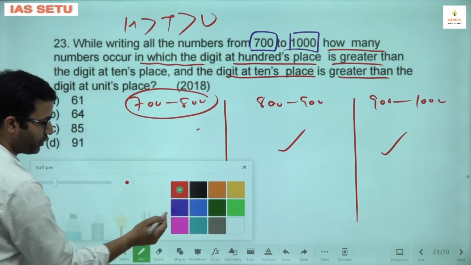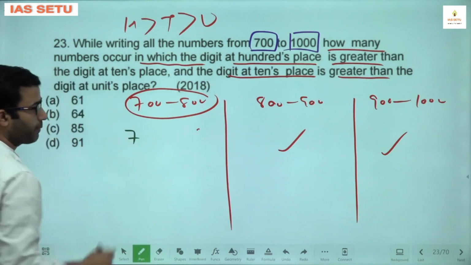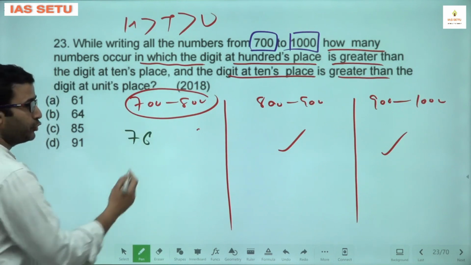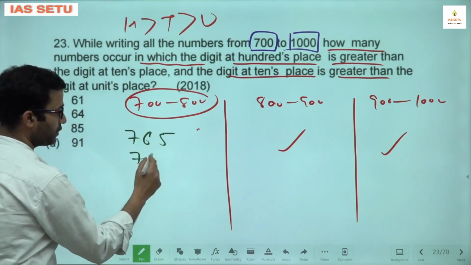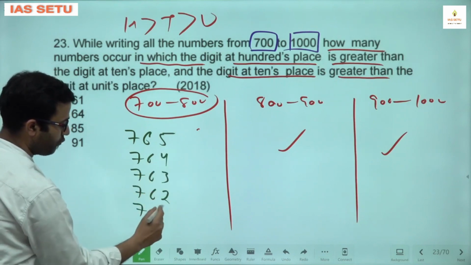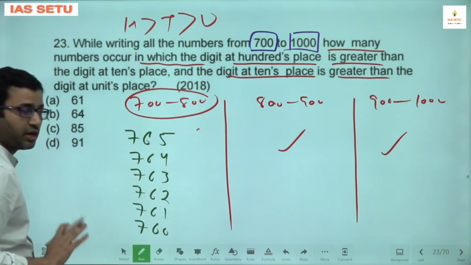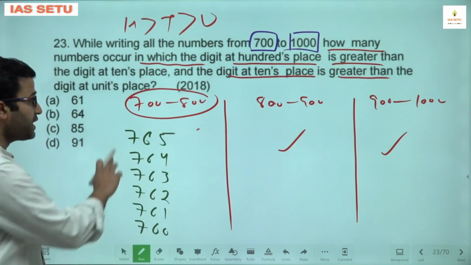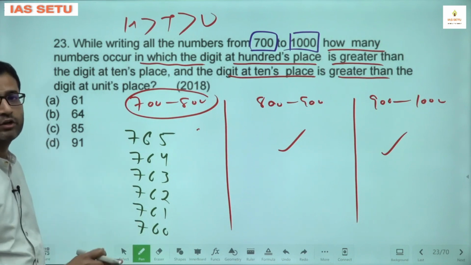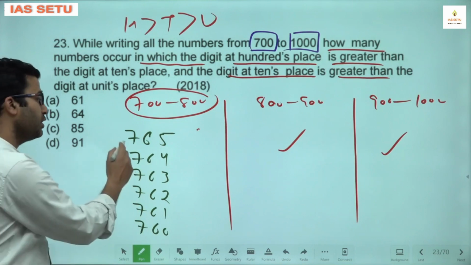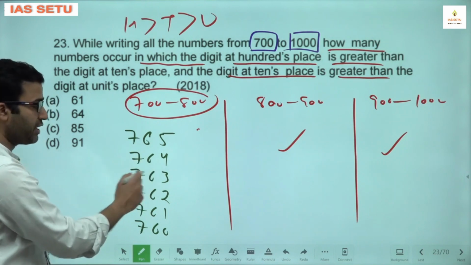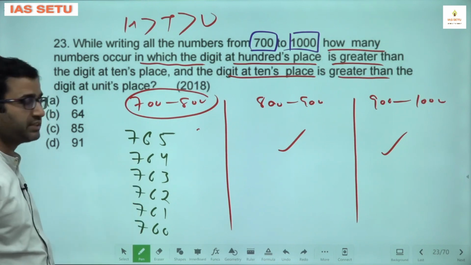So now here what you have to do, if it is 7, the next digit can be 6 or less than 6. If it is 6, unit place can be 5, can be 4, can be 3, can be 2, 1, 0. All these numbers are possible. Even 770 not possible. 780 not at all possible. 790 not possible. 766 also not possible. 765, 764, 763, 762, 761, 760.